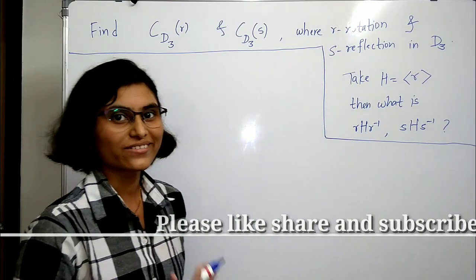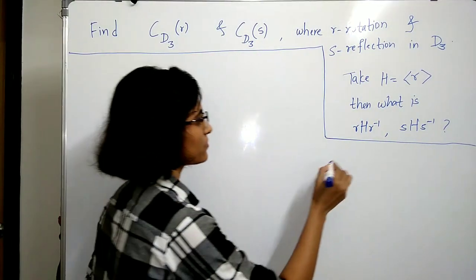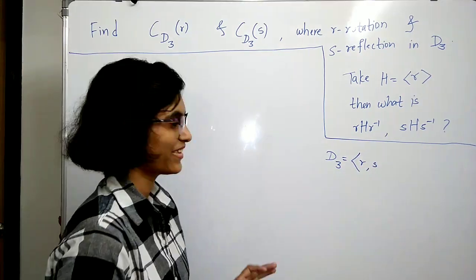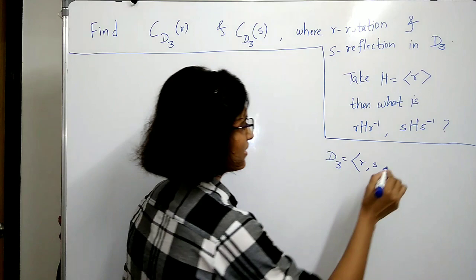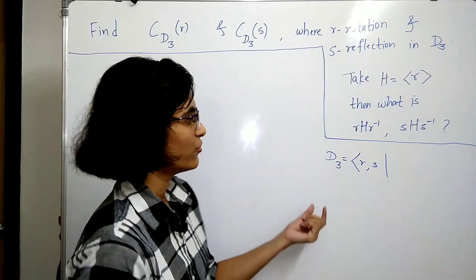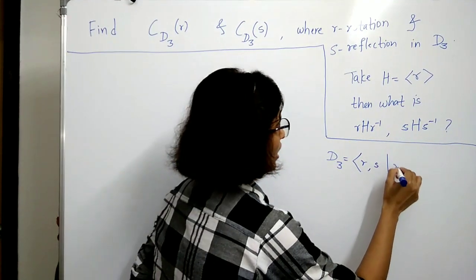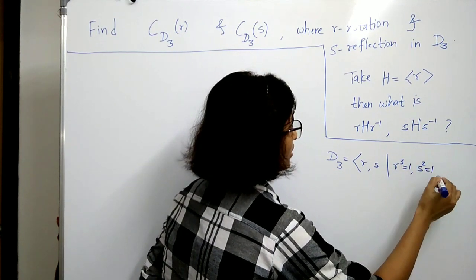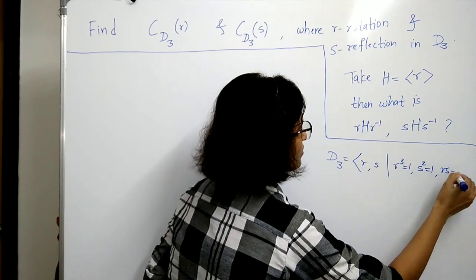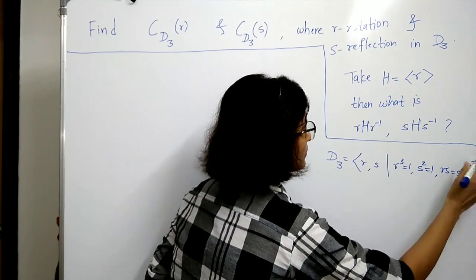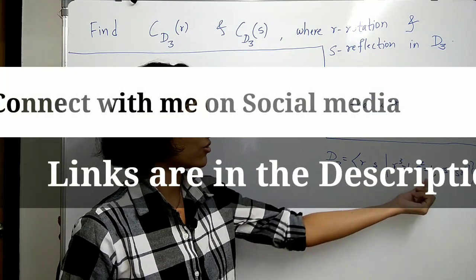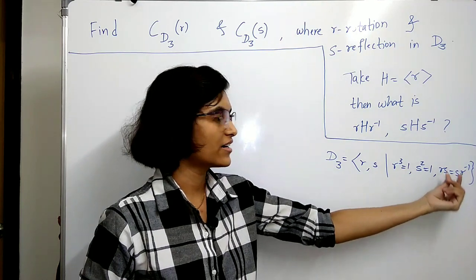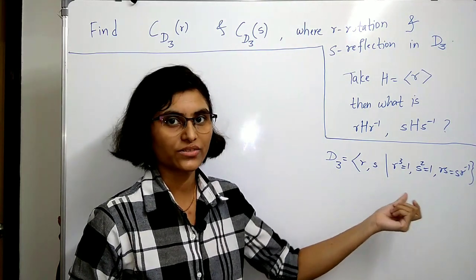So let us recall what is D3. D3 is a group which is generated by R and S, where R is a rotation and S is a reflection, with the relations R cube is equal to 1, S square is 1, and RS is equal to SR inverse. So the order of R is 3, the order of S is 2, and the relation between R and S is that R times S is the same as S times R inverse, right?